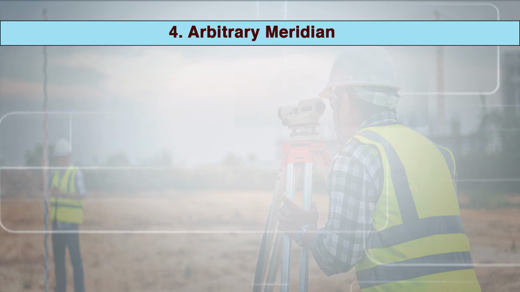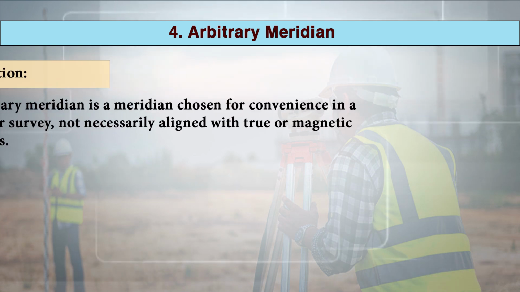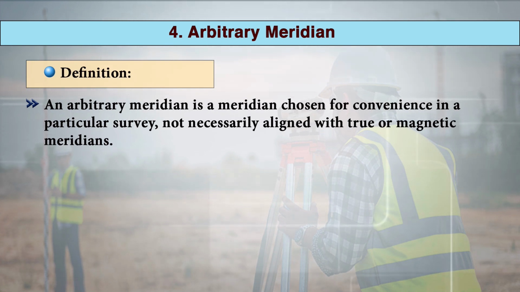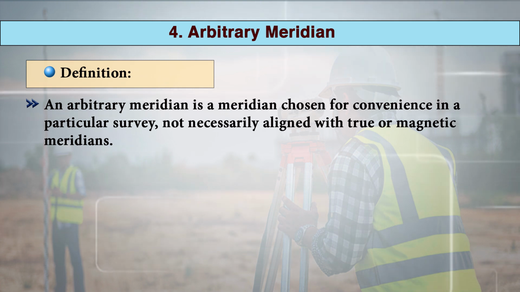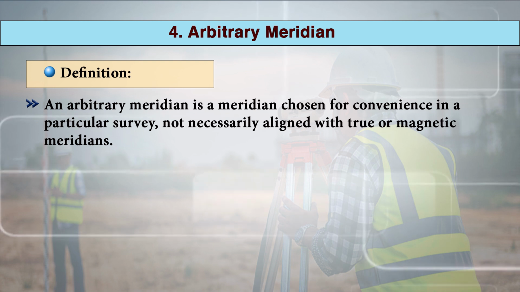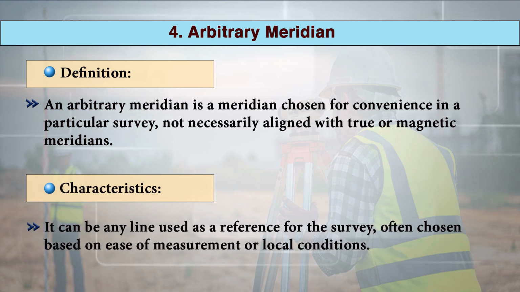And the last one is the arbitrary meridian. An arbitrary meridian is a meridian chosen for convenience in a particular survey, not necessarily aligned with the true or magnetic meridian. It can be any line used as a reference for the survey, often chosen based on ease of measurement or local conditions. It is used in small localized surveys where other meridians are not practical.